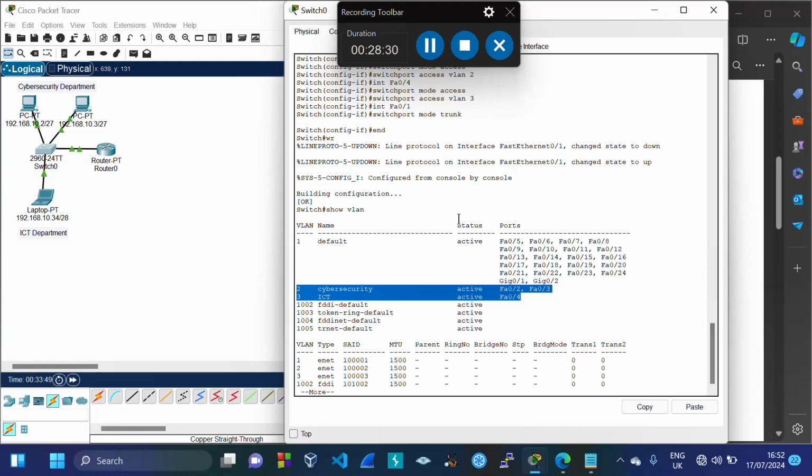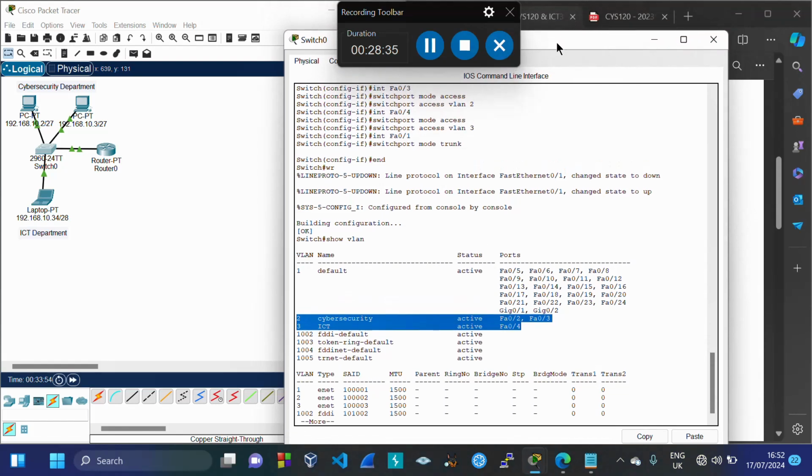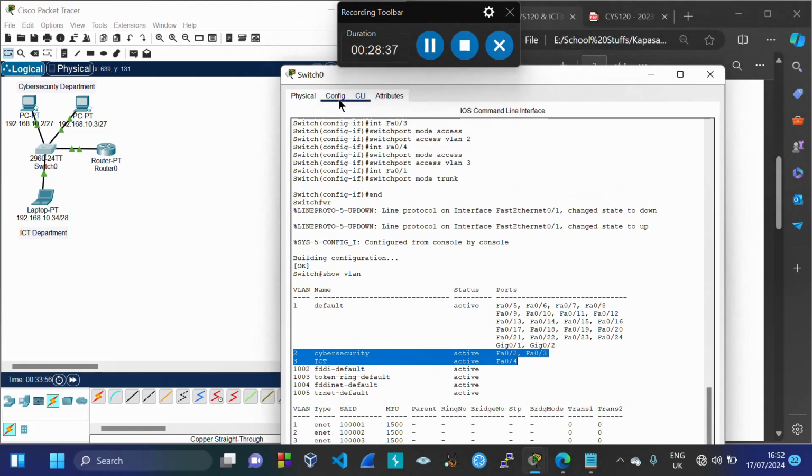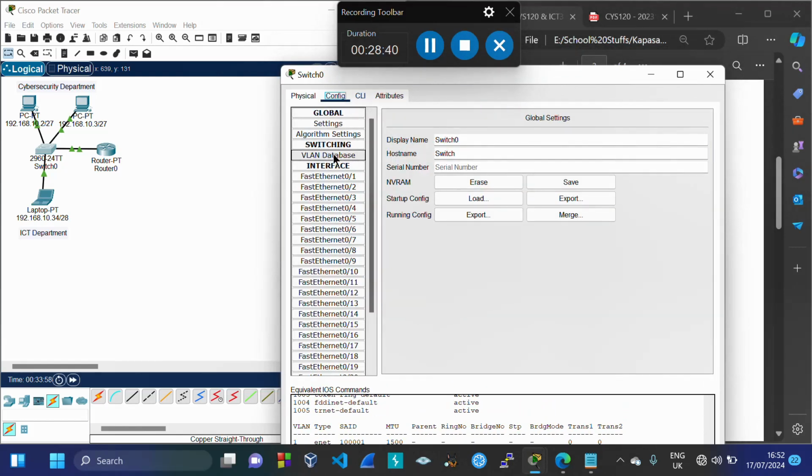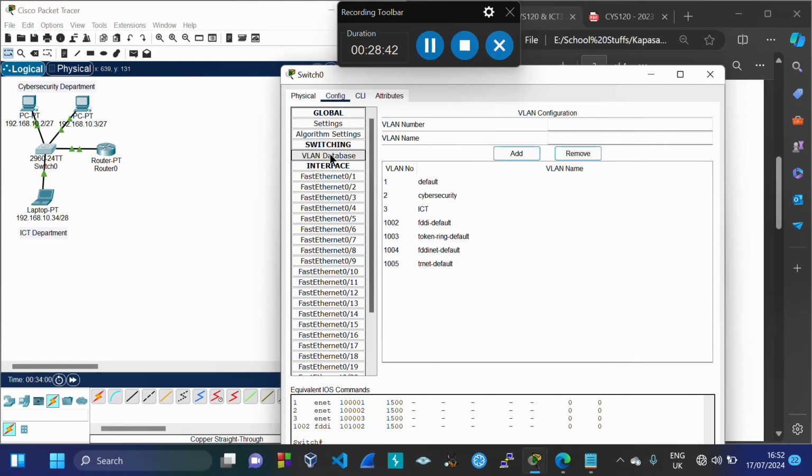Now how can we check for a trunk? So first thing we can try to do is go under config. Then under config we have what we call the VLAN database. So in case I didn't want to create VLANs with commands, I would simply give it a number such as VLAN 4. The name, maybe I'll say James, just an example. Then once I say add, it simply means that I've added this VLAN.